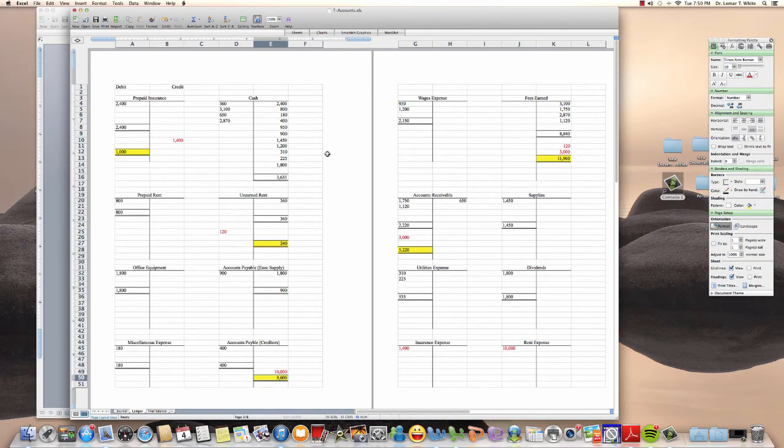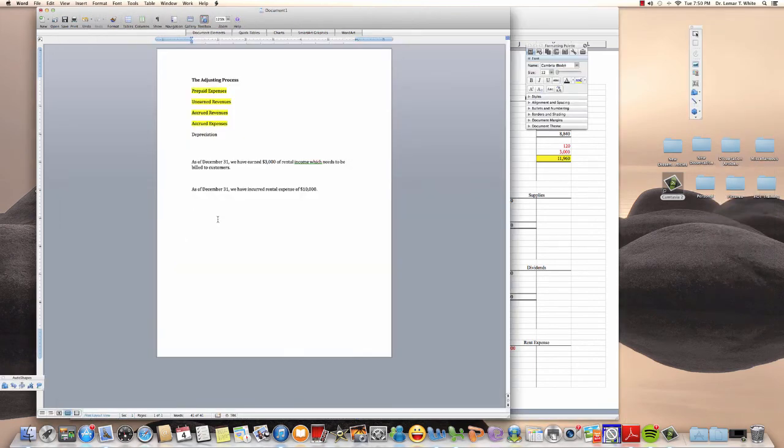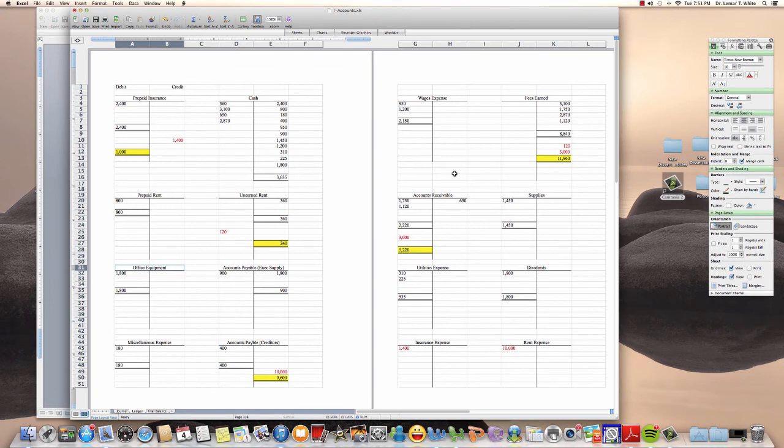Let's see what we have here. We have some equipment, office equipment. So let's say we bought this office equipment and now it has depreciated. So as of December 31st, office equipment has depreciated $400. So our office equipment has depreciated $400, okay? Depreciation is an expense to my company.